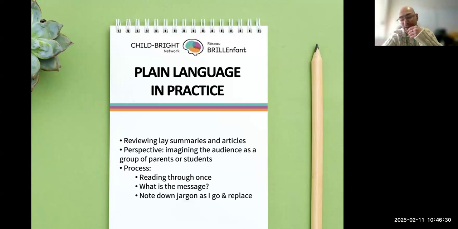I just try and understand and make note of where there is academic jargon, for lack of a better term. So like I said, a simple example is replacing the word correlation with the word relationship, because everyone understands that word.